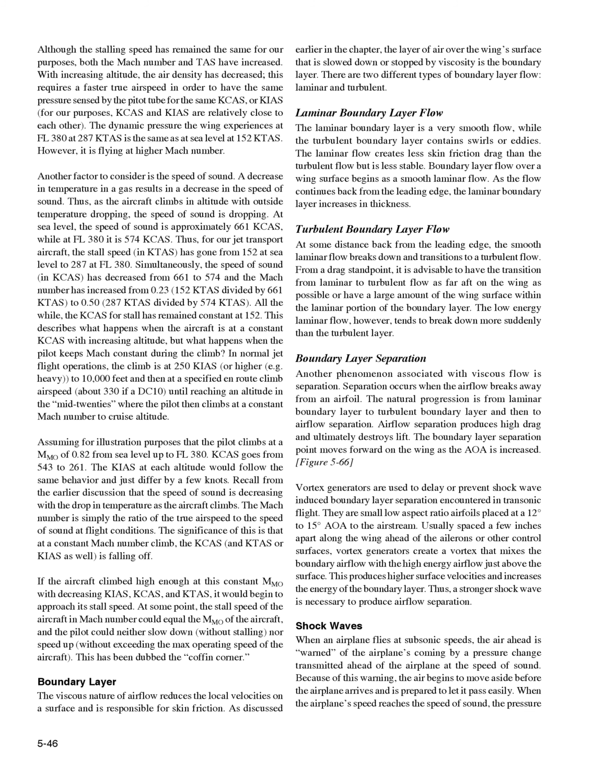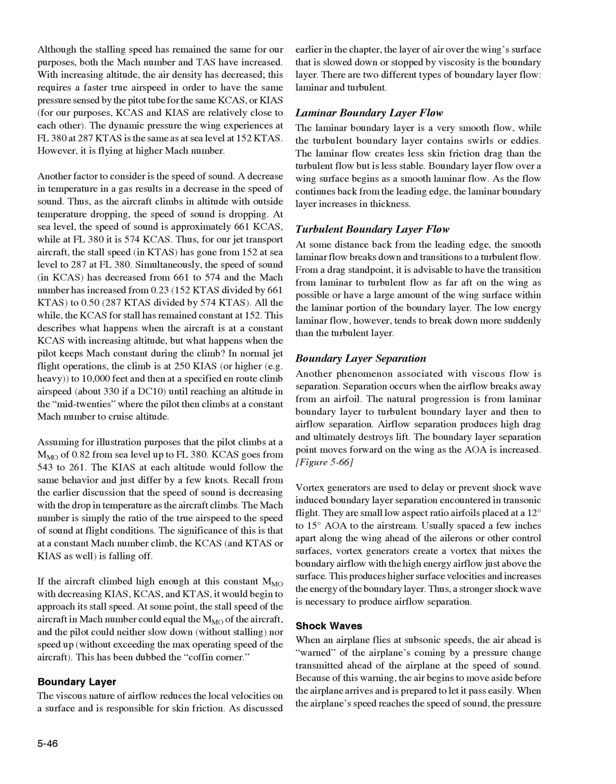The significance of this is that at a constant Mach number climb, the KGS, or KIAS as well, is falling off. If the aircraft climbed high enough at this constant MMO with decreasing KIAS and KGS, it would begin to approach its stall speed. At some point, the stall speed of the aircraft in Mach number could equal the MMO of the aircraft, and the pilot could neither slow down, without stalling, nor speed up, without exceeding the max operating speed of the aircraft. This has been dubbed the coffin corner.